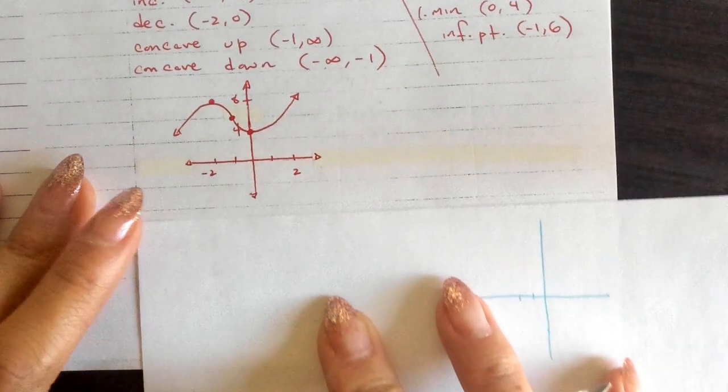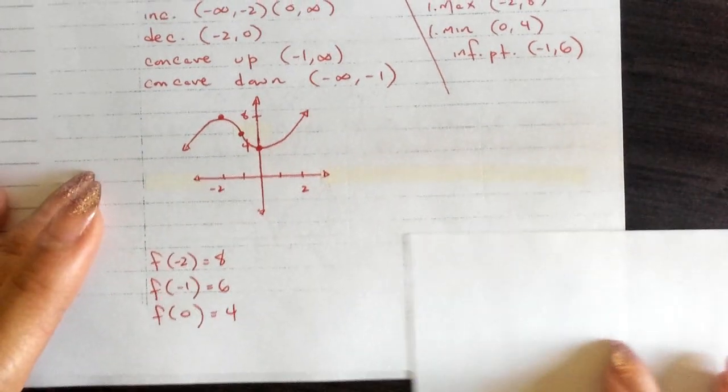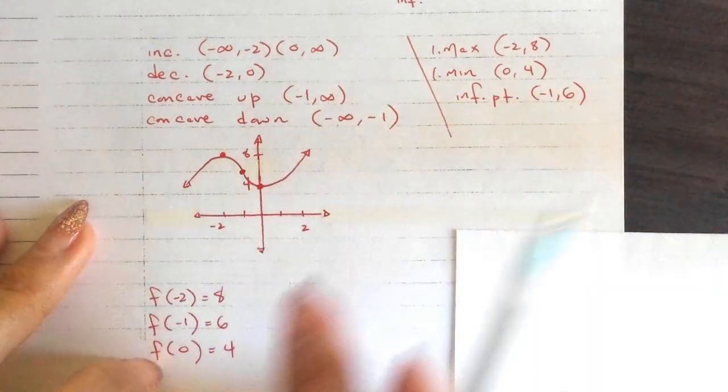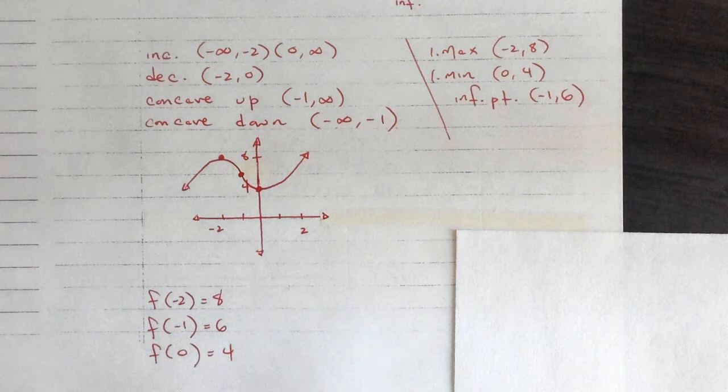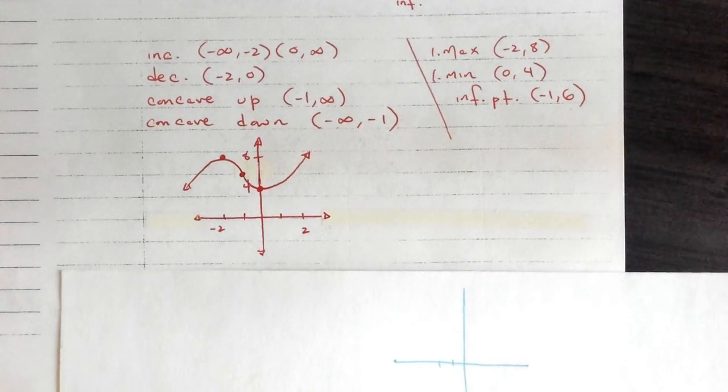And then, what's the last part? Oh, I just listed. So I listed those points, like how I got them, right? So that's all I did. Okay, so really, it ends here.